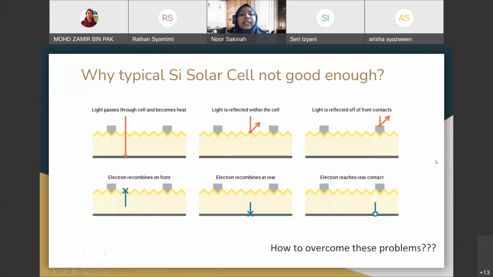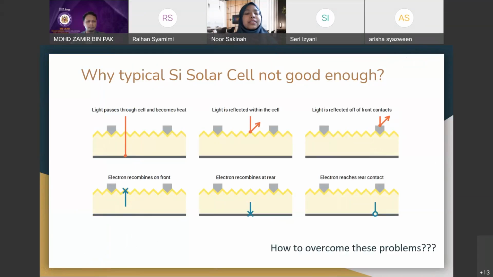So before I go deeper into what PERC solar cells are and how they are different from normal solar cells, I guess it's better if I explain to you why we need PERC solar cells in the first place. So as we all know, the simple or typical solar cell was invented in 1839 by Edmund Becquerel. And of course, there must be a lot of problems arising from these first invented solar cells. And these problems can make us question why these typical solar cells are not good enough.